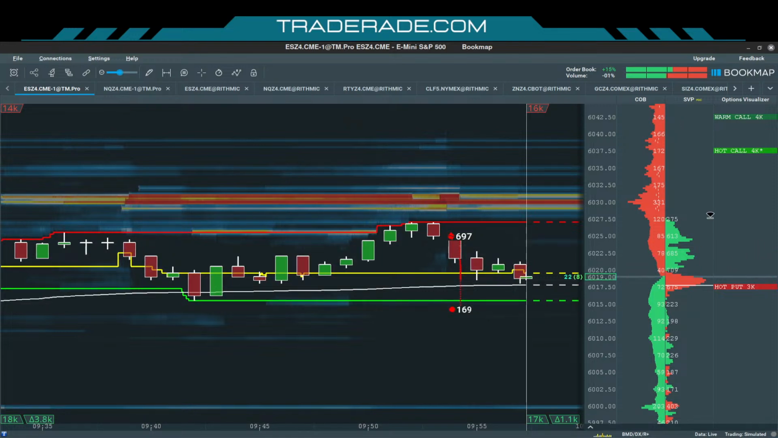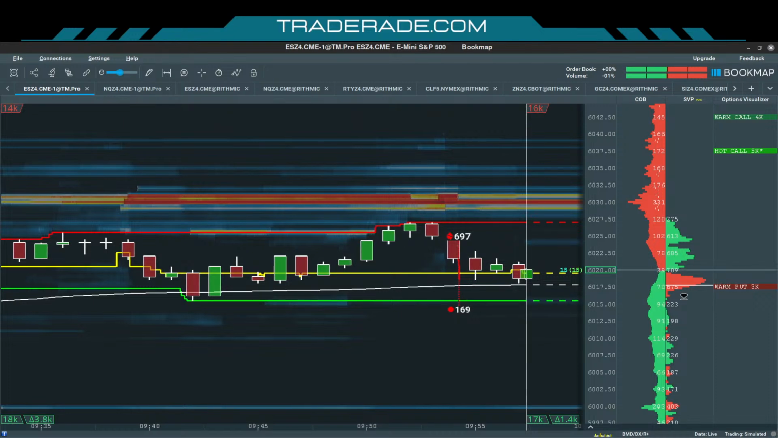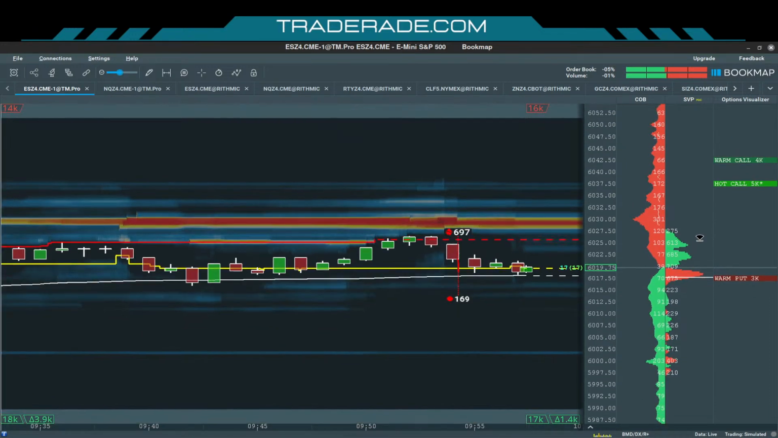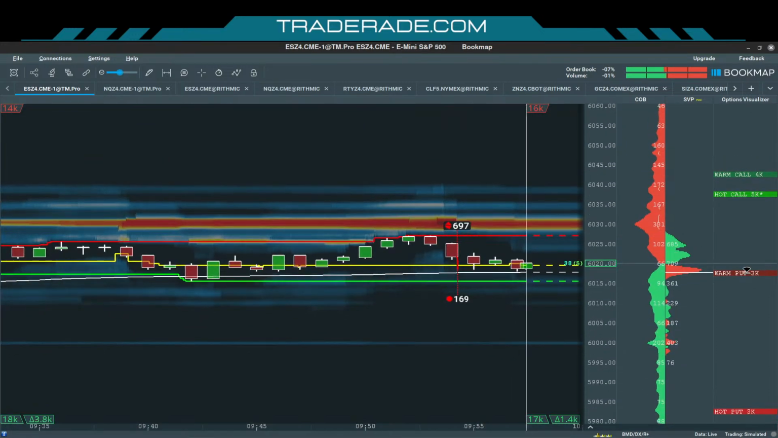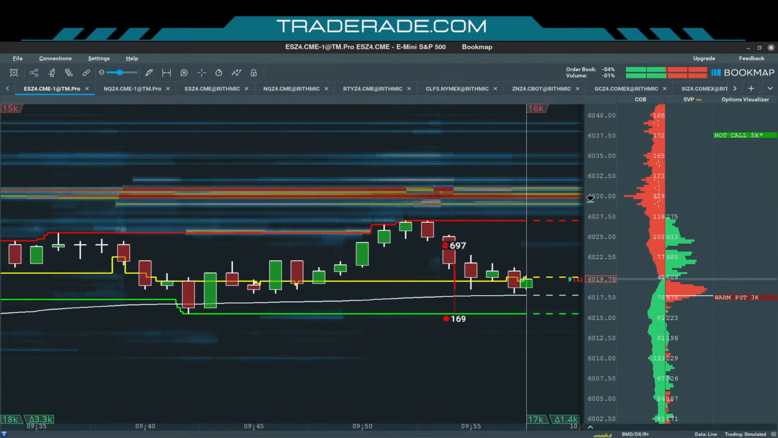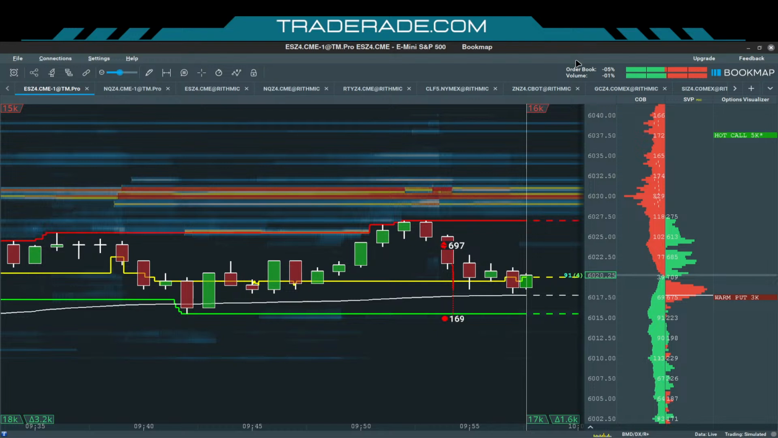We've got that option flow now starting to build on the put side of the chain, and it's pulling us right into S&P 6000. And we're kind of trading between the most active and second most active put strike, right with confluence at VWAP, right with confluence at S&P 6000. May end up being a bit of a magnet level like we talked about earlier before the market opened.